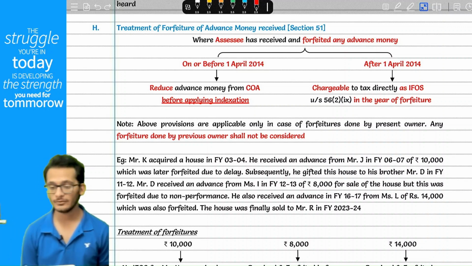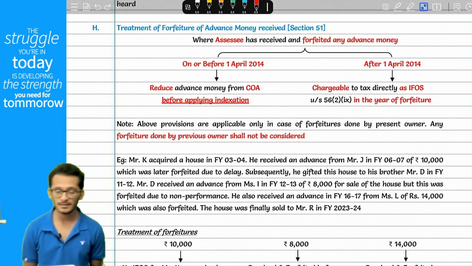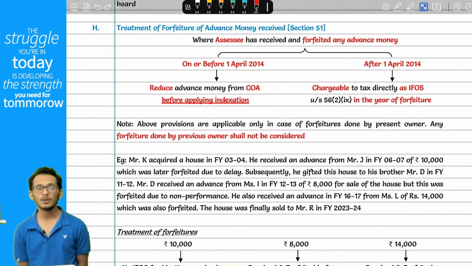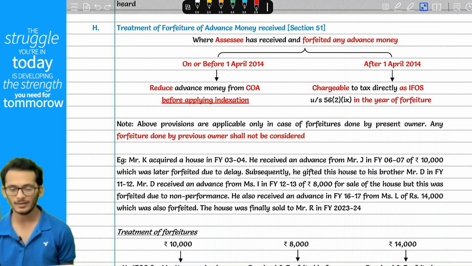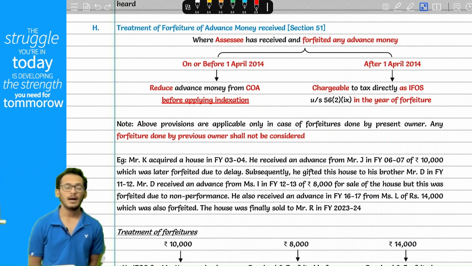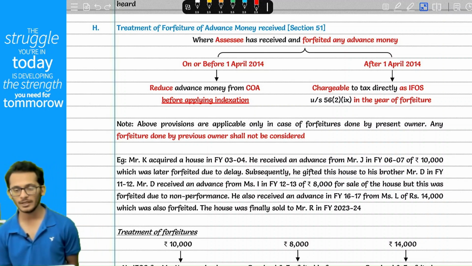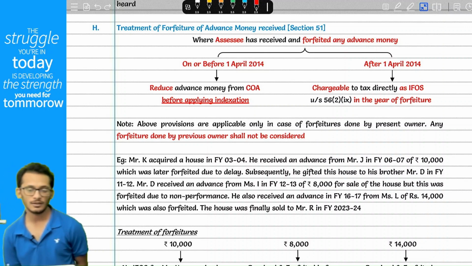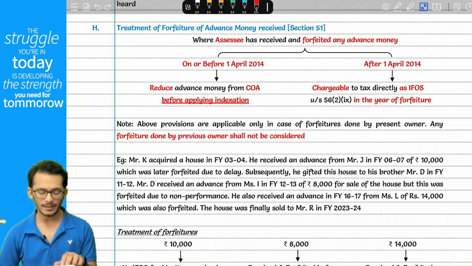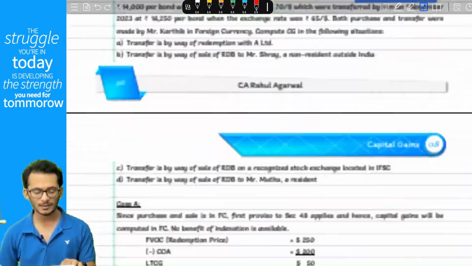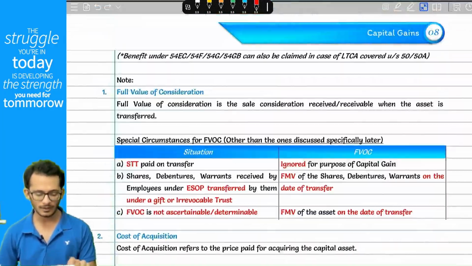on not a transfer basis, even then the forfeiture which you have done will become free profits, will not be taxable under any head of income, unless it is after 2014. Yes or no? Yes. Great. Leaving us with the last one called cost of improvement.